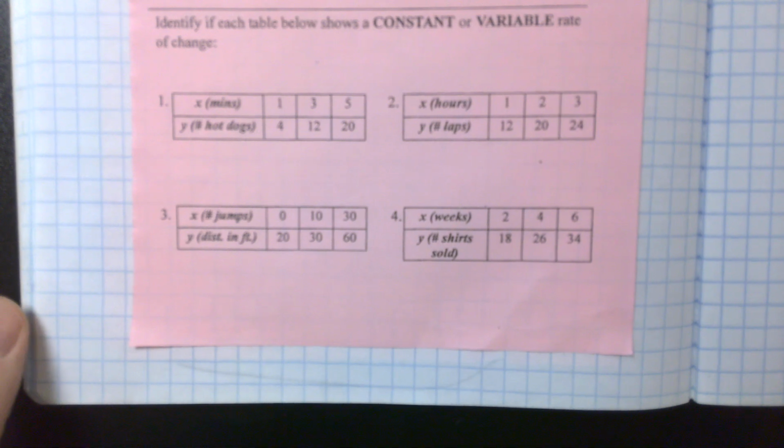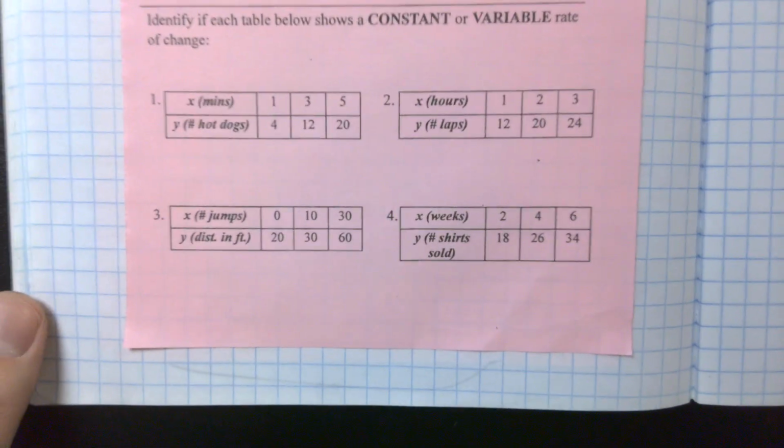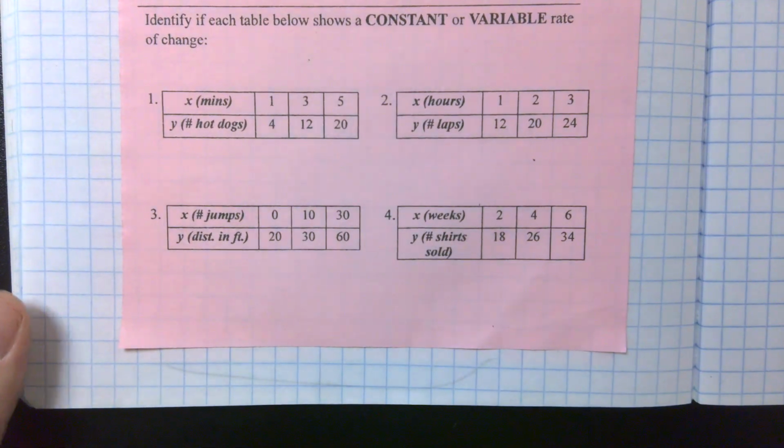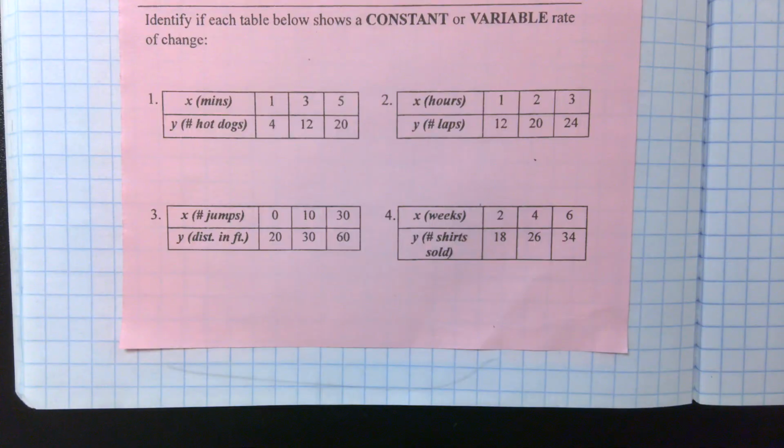So you've got 4 tables down here. Take 4 minutes and see if you can identify whether each table is constant or variable. Do your arrows. Look for same numbers or different numbers. See if you can come up with 4 answers in 4 minutes before we start talking about it.